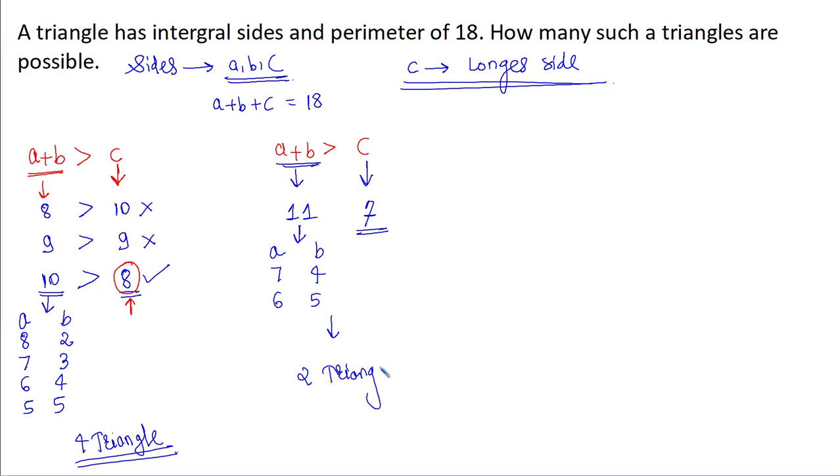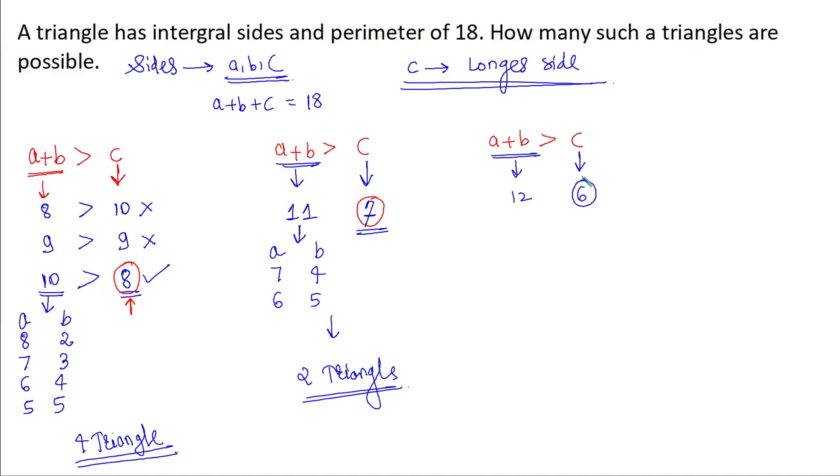Okay everyone, now the next possible value that c can take, the longest side of a triangle, that is c. So a plus b is greater than c. After c is equal to 8, after c is equal to 7, the next possible value that c can take is how much? 6. If I put c is equal to 6, then a plus b becomes how much? 12. Okay, so now c is the longest side. 6 is what? Longest side.